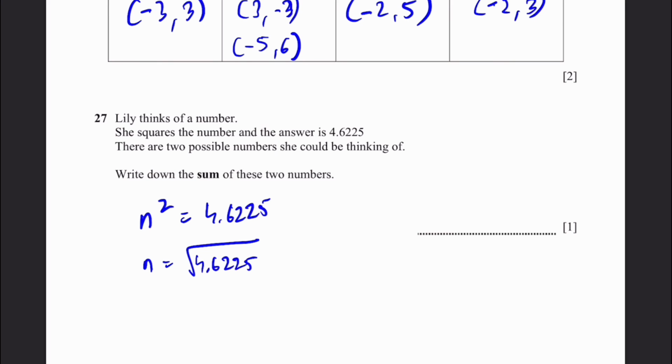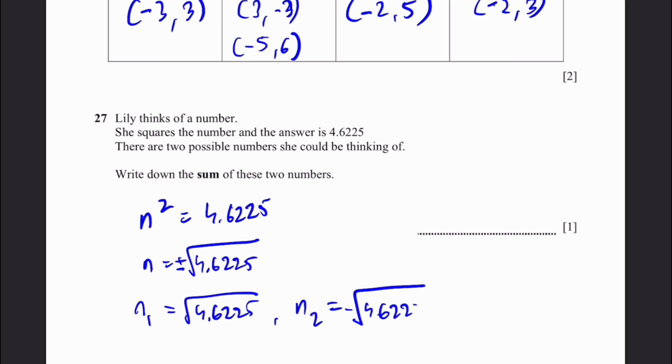But then, since there are two possible numbers, it's the positive or the negative. So let's say the first possible value is the square root of 4.6225. And the second possible value is negative square root of 4.6225. And we are asked for the sum. Because it's a non-calculator paper, we're not allowed to use our calculator to find this. But then, we need n1 plus n2.